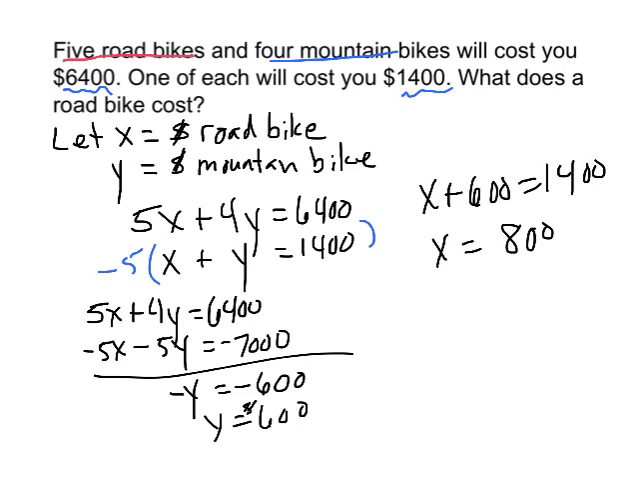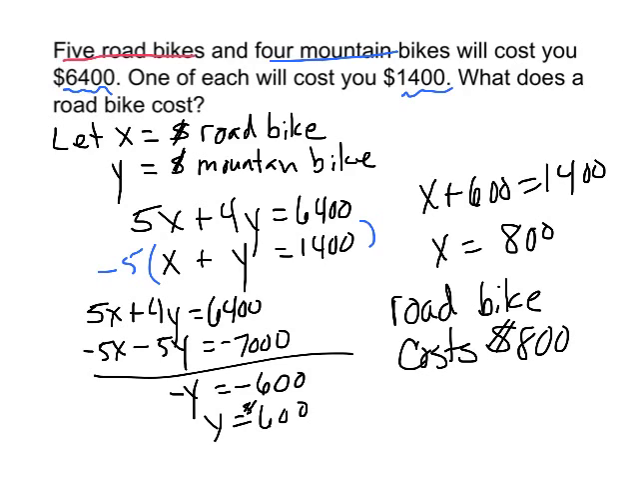So, what does a road bike cost? A road bike costs $800. So that's just a quick review of solving a system of linear equations using addition or substitution.